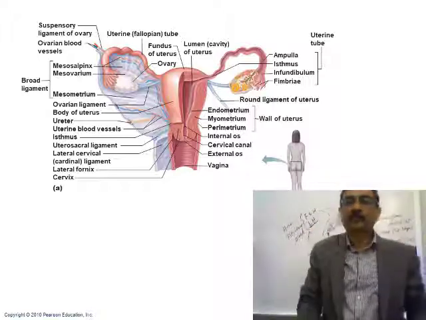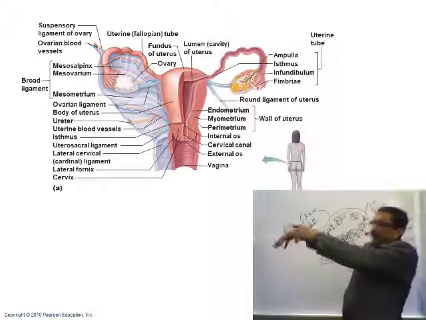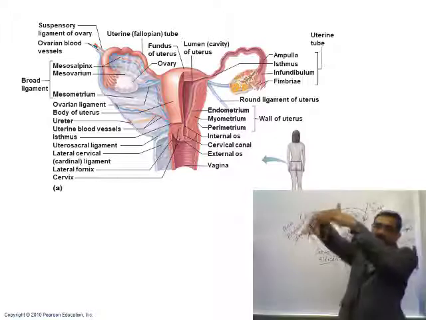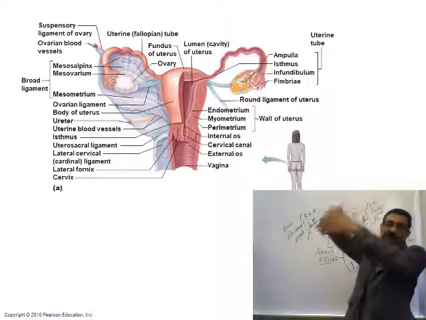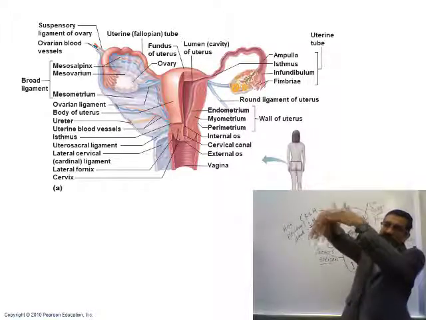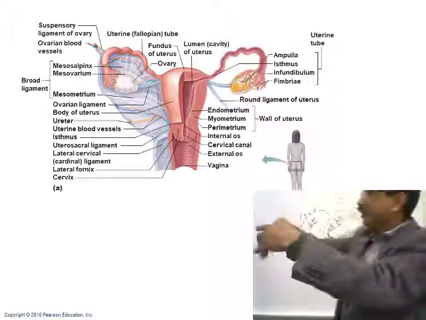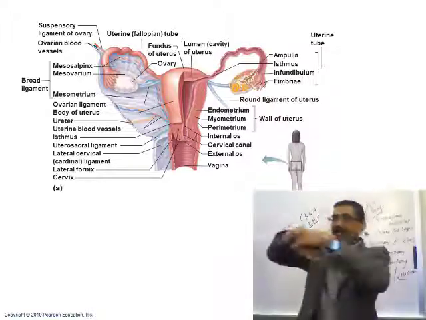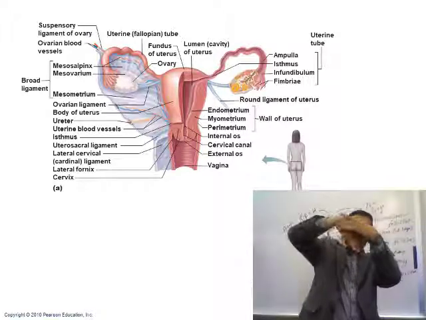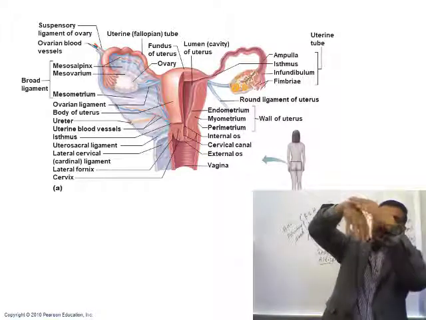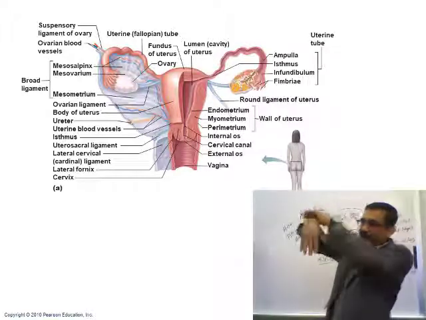Then after the fimbriae, the area where the fimbriae are attached. See my hand. So these are fimbriae, and this is the area where the fimbriae are attached, right? This area, kind of wide, is called the infundibulum. So you see in that picture, the infundibulum is just above the fimbriae. And then you have a turning like this.